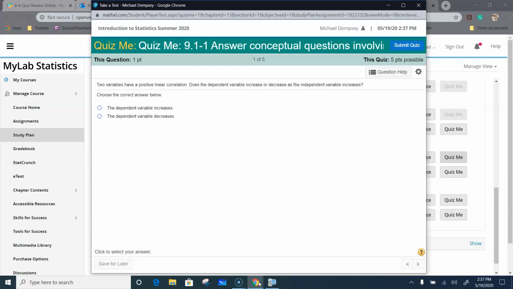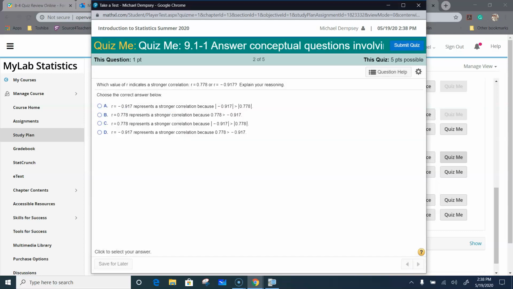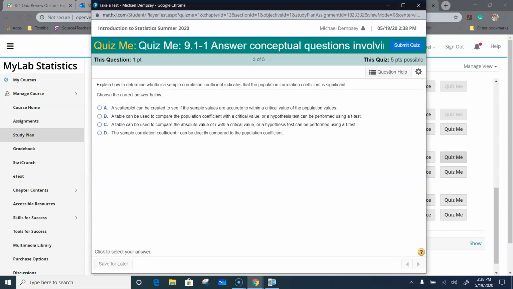Okay. 2 variables have a positive linear correlation. Does the dependent variable increase or decrease as the independent increases? Well, if they have a positive correlation, then they both increase together. One does one thing, the other does too, right? Which value of R indicates a stronger correlation? 0.778 or negative 0.917? The negative 0.917 is a stronger correlation because, with the value of R, it's a negative association, but that just doesn't measure strength. It's the absolute value that's closer to 1 that measures how strong the relationship is. The sign just measures the direction.